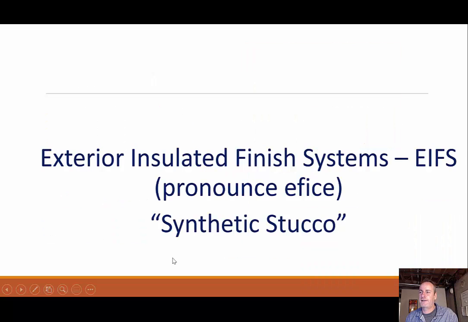So we also have this exterior insulated finish systems, EIFS. How this is pronounced is EIFS.